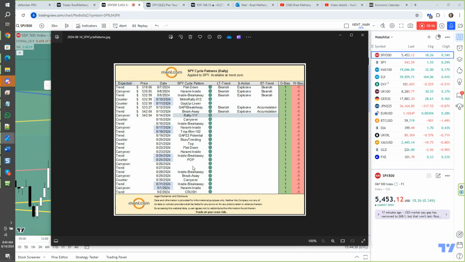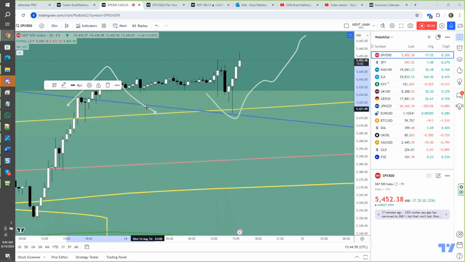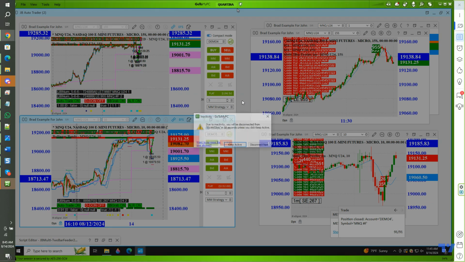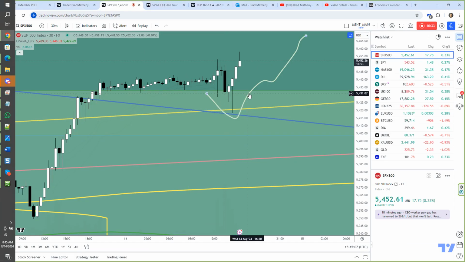So when we look at this, moving into the weekend and moving through this carryover, if I were to come in here and try to draw on this 30-minute chart what I think is the most likely outcome, we would basically be this.